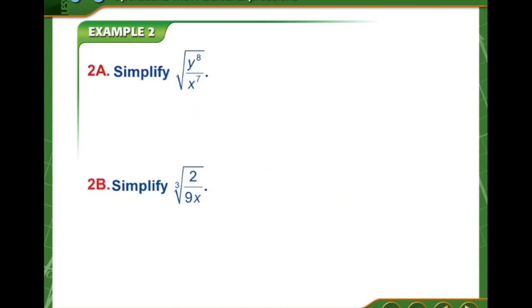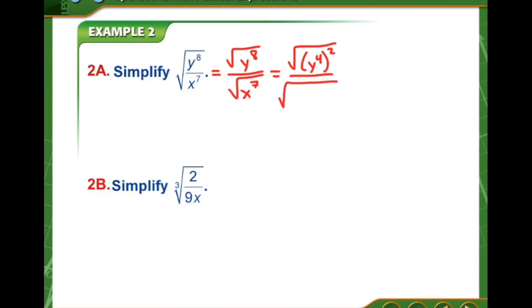Moving on. So here we have the square root of y to the 8th over x to the 7th. We can again split those into the square root of y to the 8th over the square root of x to the 7th. And we're going to break these down like we did previously. So y to the 8th is the same thing as y to the 4th squared. And x to the 7th, since it's odd, we're going to have to break off one x by itself, and then have times x to the 6, since we took one away. 6 divided by 2 is 3, so x cubed squared.